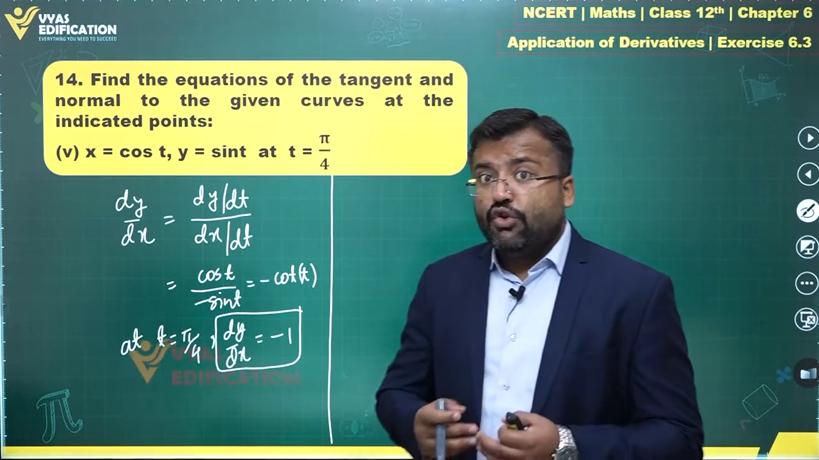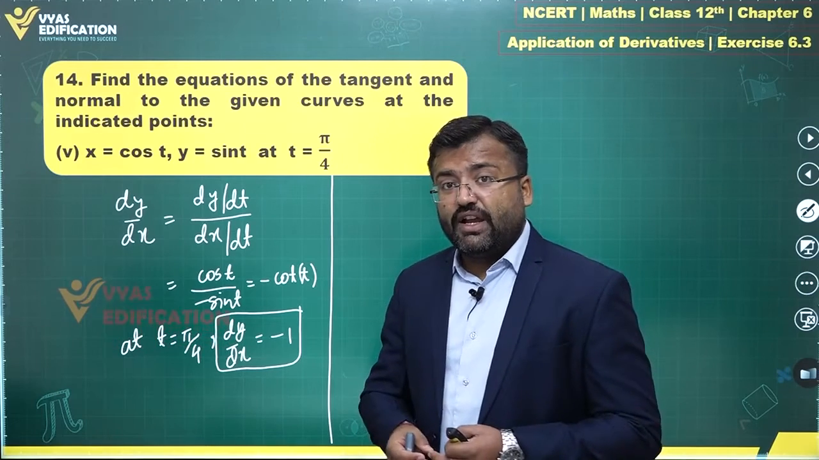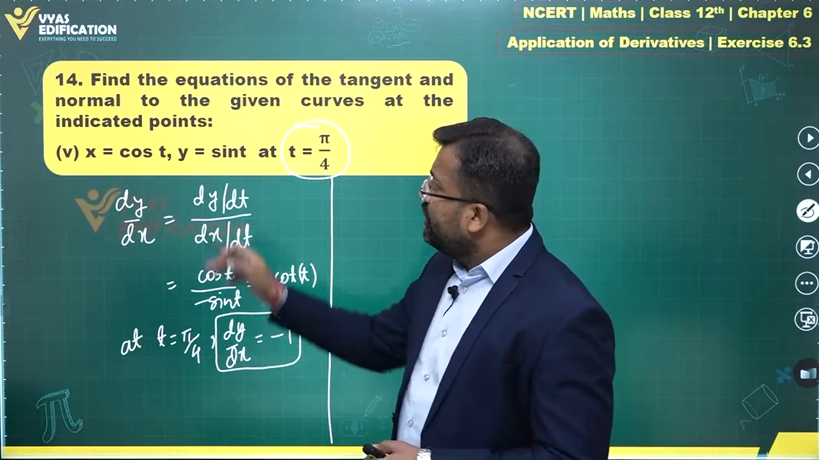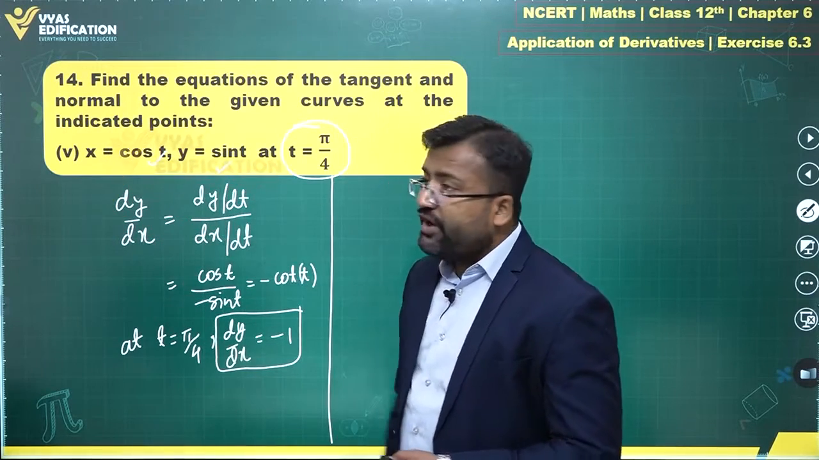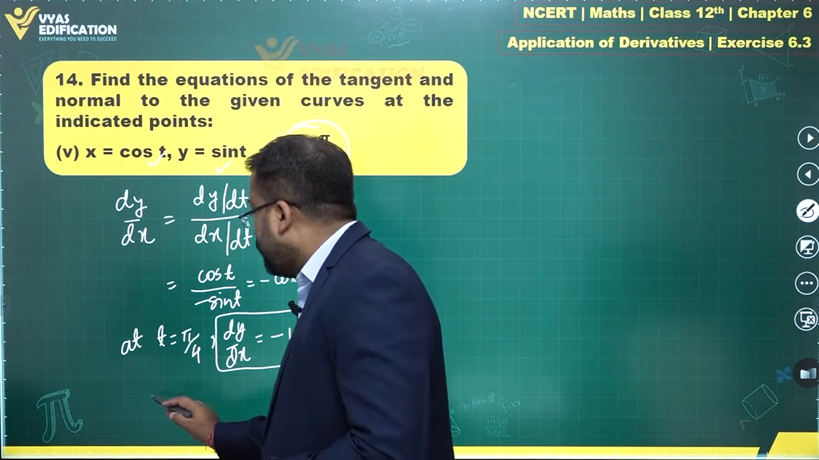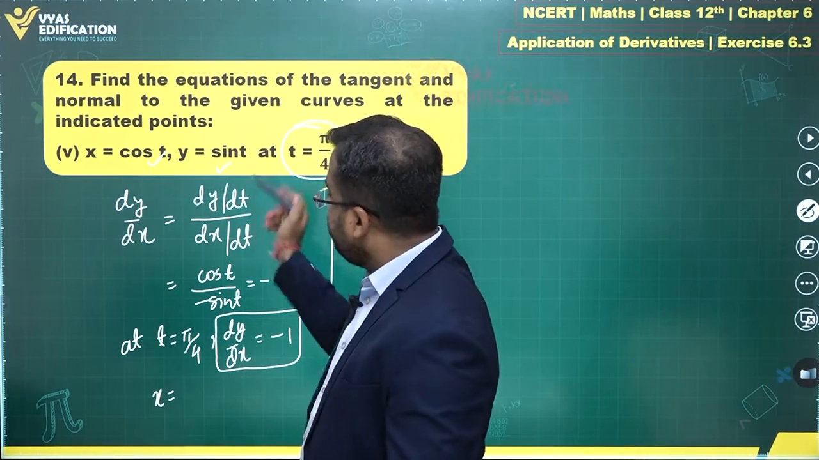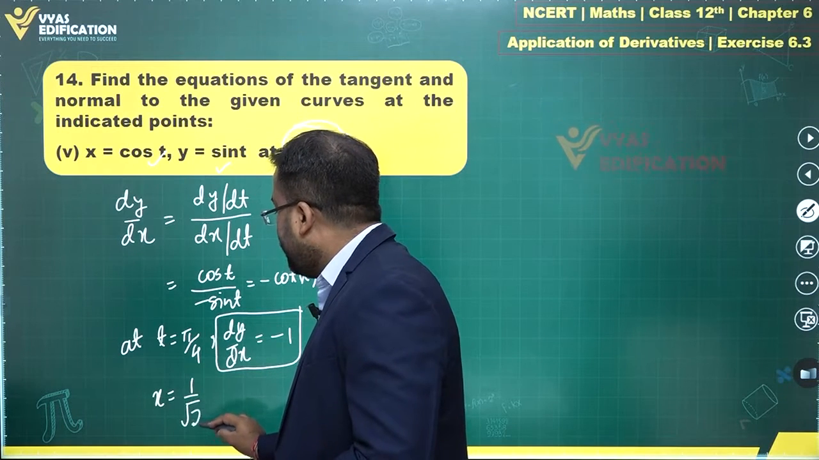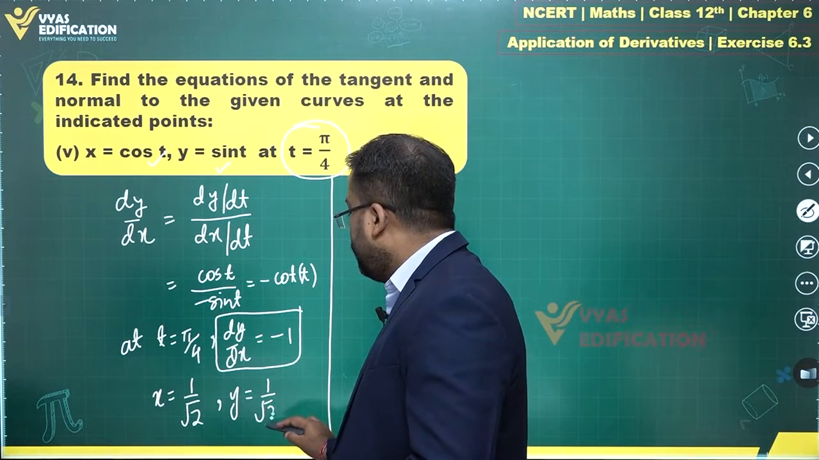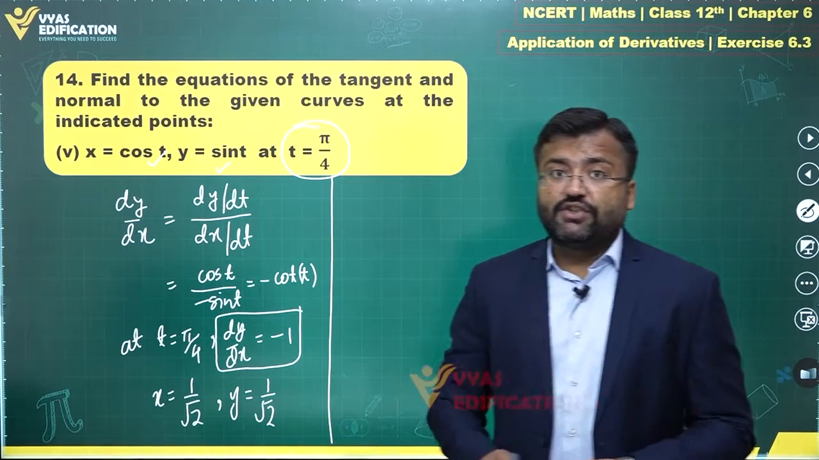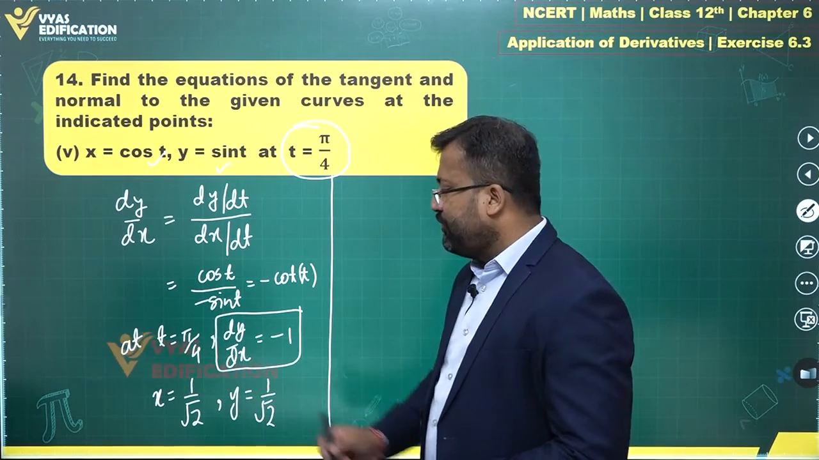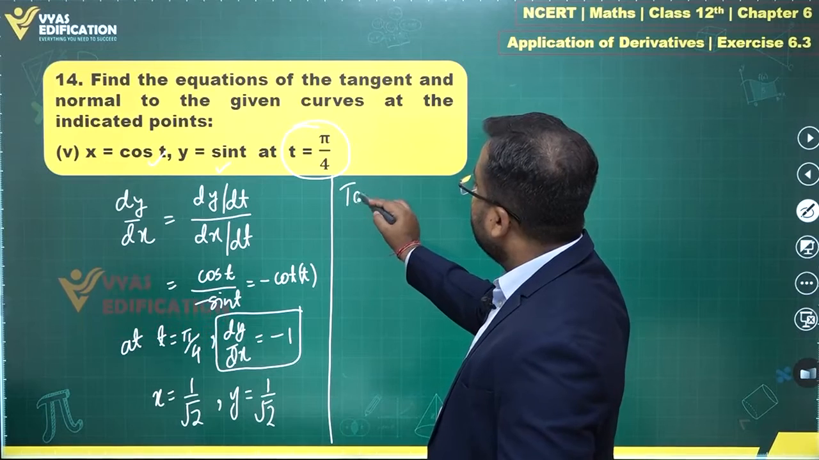But do you also realize that at t equal to pi by 4, you will have to find the point as well, right? So you don't directly have the point. At t equals pi by 4, dy by dx is equal to this. x is equal to cos pi by 4, which is 1 upon root 2, and y will be equal to sin pi by 4, which is 1 upon root 2. And now I have the point, x comma y, 1 by root 2 comma 1 by root 2. That's the point. Okay, so for tangent, what do I need?